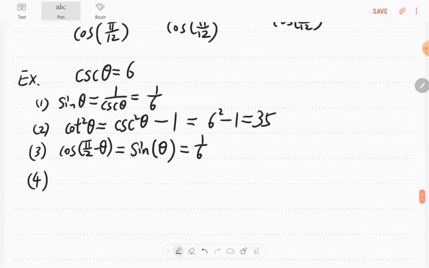Fourth. What about the secant of pi over 2 minus theta? Secant of pi over 2 minus theta. So the cofunction of secant is cosecant. Cosecant of the complementary angle is theta. So cosecant theta, we know it's equal to 6.